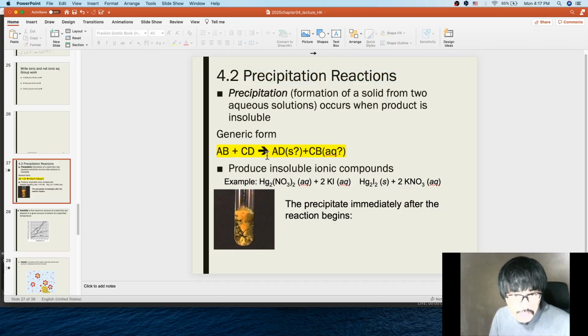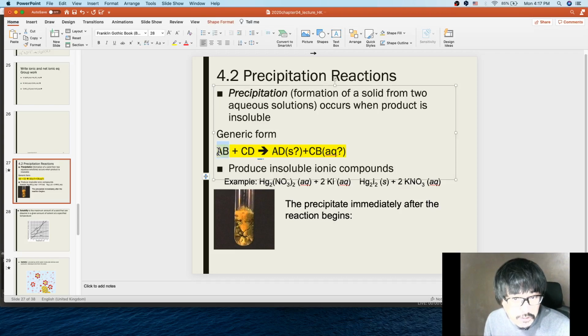The precipitation reaction has a generic form of the molecule AB reacting with CD, and they swap the partners in a way. So the positive side, A and C, and then B and D are the negative side. They swap the partners, A combining with D and B combining with C to create AD, which could be solid or aqueous, or CB, which could be solid or aqueous.